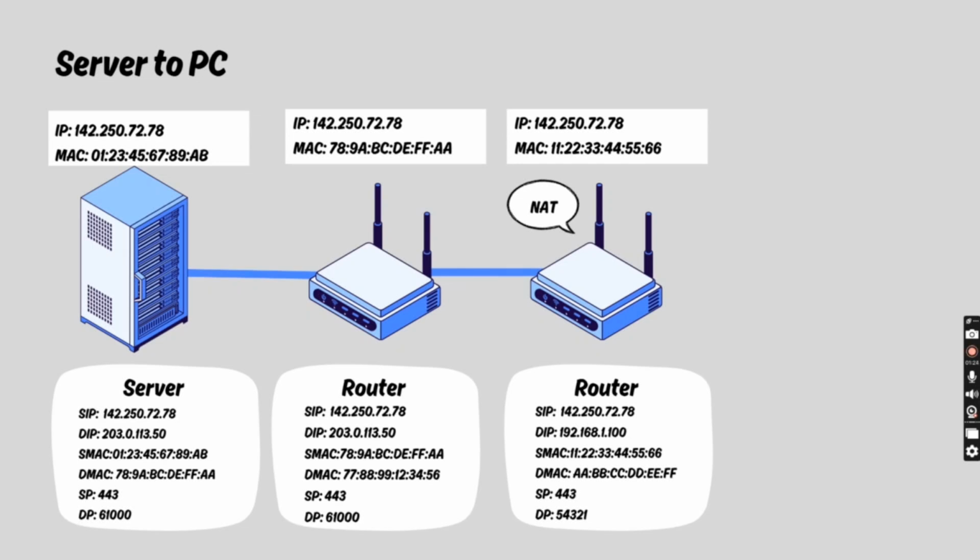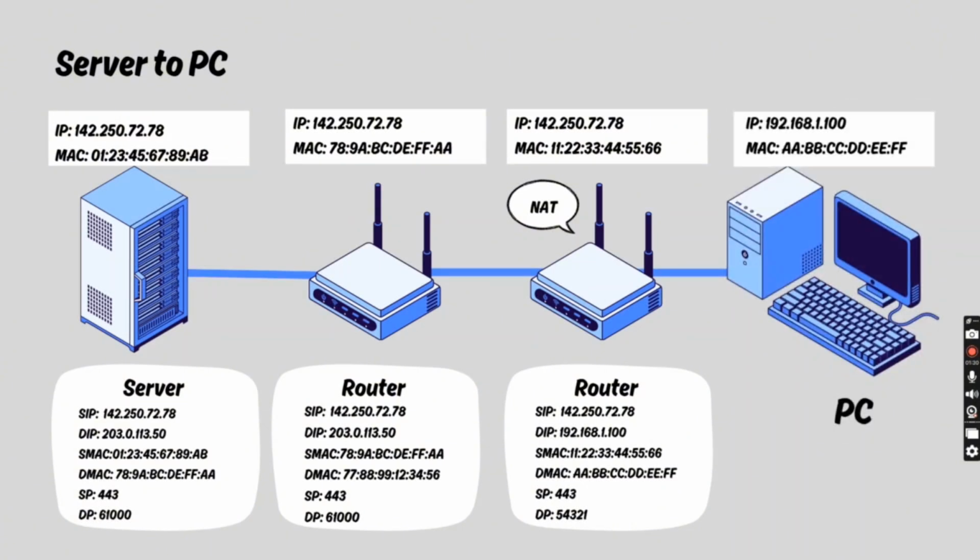And finally, the PC receives the response, checks the source and destination details, and processes the data accordingly. This completes the full request-response cycle, successfully enabling communication between the PC and the server over the internet, with NAT ensuring the private addresses remain hidden while allowing seamless communication with the public networks.